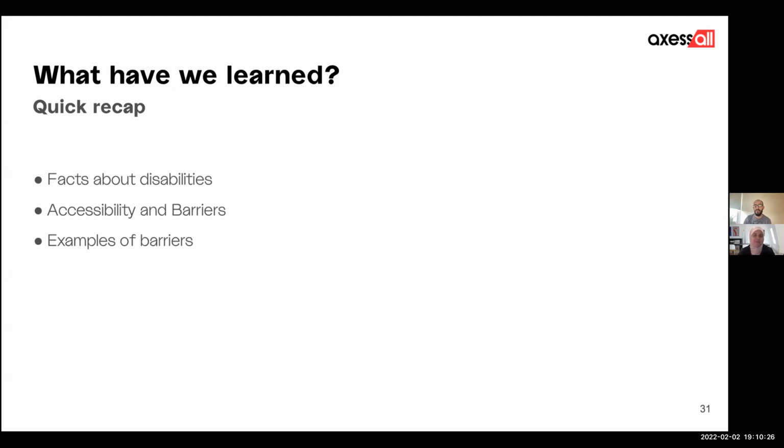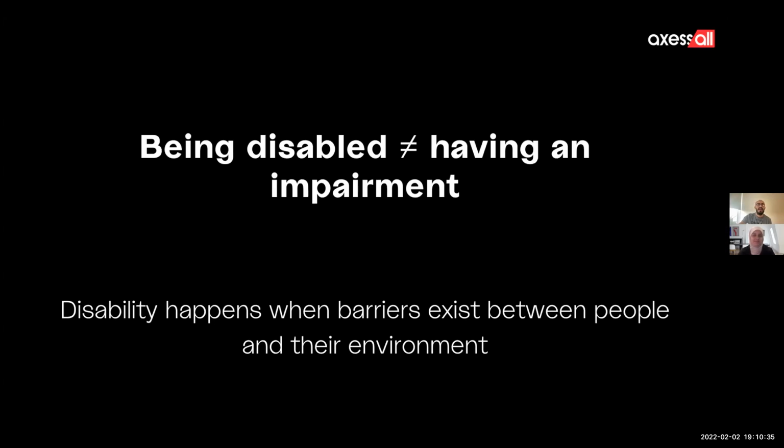And we expanded more with these examples just to put everyone in the mindset that it's not just about the permanent impairments. It's about day-to-day engagement in our normal life. And there was a really big factor that I'd like to emphasize, which is being disabled does not equal having an impairment. Disability happens when barriers exist between people and their environment. So this is what we emphasized last time.